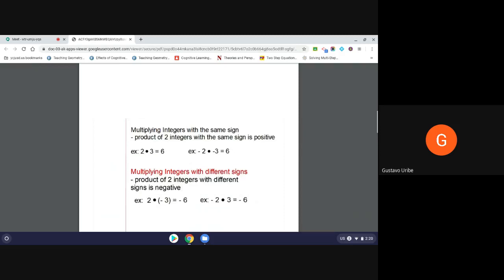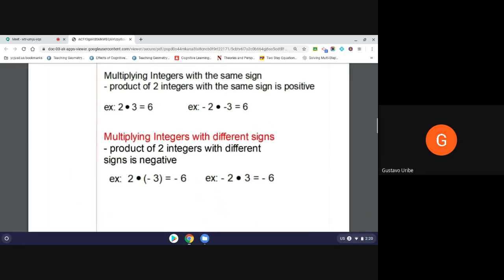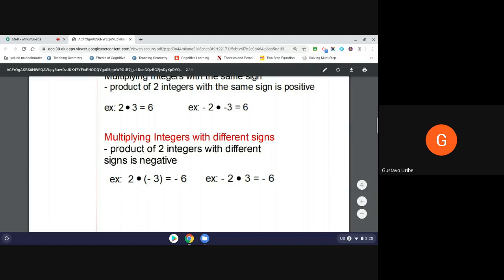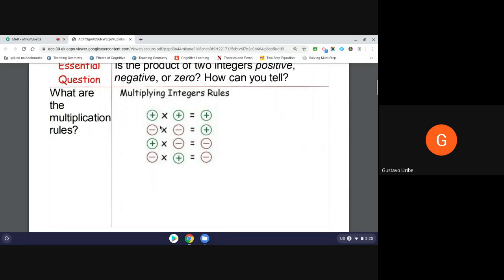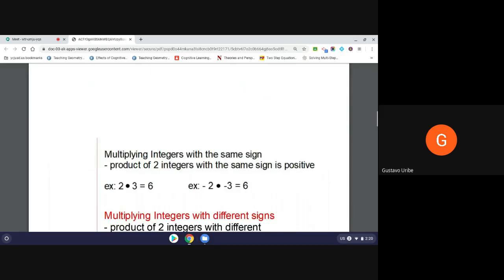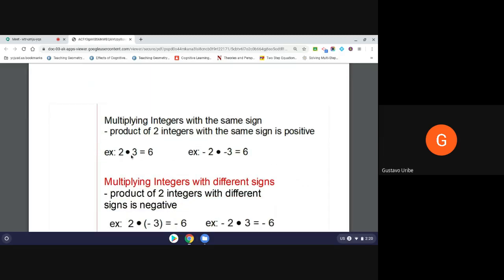On to the second slide. So here are some examples. Multiplying integers with the same sign. Again, if they have the same sign, they're going to be positive, just like we had up here. Same signs gives me a positive. An example is 2 times 3. These are both positive, gives me 6. And a negative 2 multiplied by a negative 3. These are both negative, so they're same signs. So I still get a positive 6. Both of these will give me a positive 6 because I am multiplying two integers with the same sign.